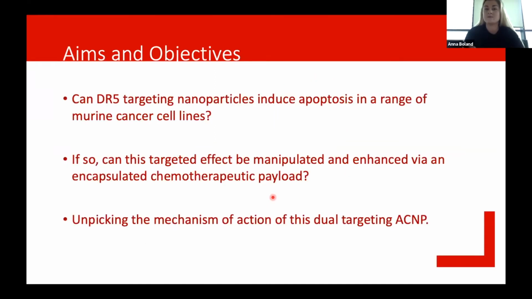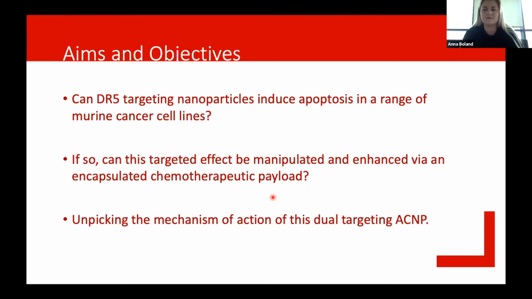And I suppose the aims and objectives of the work I'm showing you today: previously we'd only used one human DR5 targeted agonist, and we wanted to see if this platform is transferable using different DR5 agonists in murine cell lines. Can we manipulate and enhance this targeting effect using chemotherapeutics? And then the advantage of having our murine lines in syngeneic models is we really want to have the opportunity to unpick the mechanism of action of these dual targeting particles.